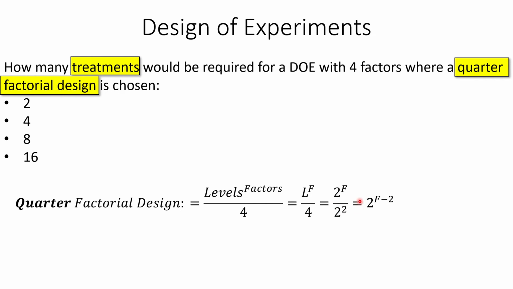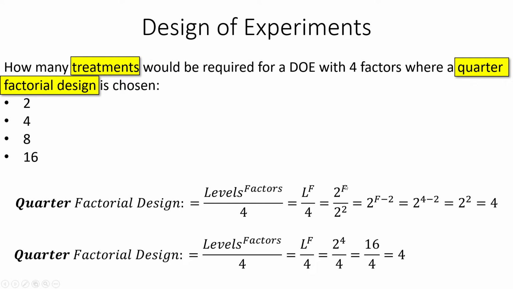And of course, we can simplify this equation. Anytime you have a fraction with exponents, instead of doing a fraction, you can say F minus 2. So I've simplified this equation. We have 4 factors. So 4 minus 2 is equal to 2. 2 squared is equal to 4. So the number of treatments for this design is equal to 4. There's much easier math. Instead of doing all this fractional stuff with F minus 2 and all that, you can just plug in the information you have. Levels to the factor is 2 to the 4th. That's equal to 16. 16 divided by 4 is equal to 4.